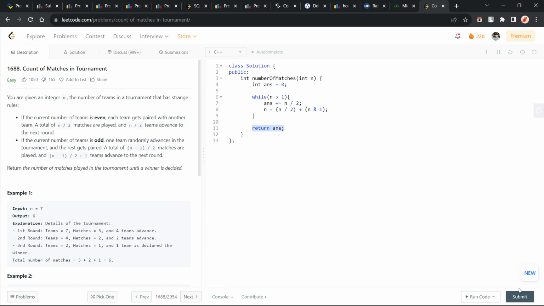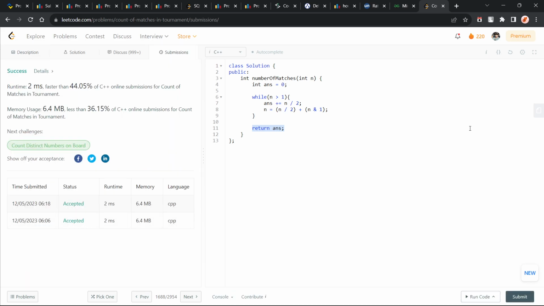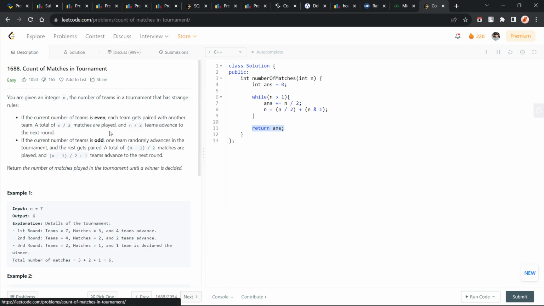So let me just quickly submit this and show you that this particular code works and the solution is absolutely correct. So you see, it passes all the test cases and the solution is correct. I hope that you guys were able to understand the solution.